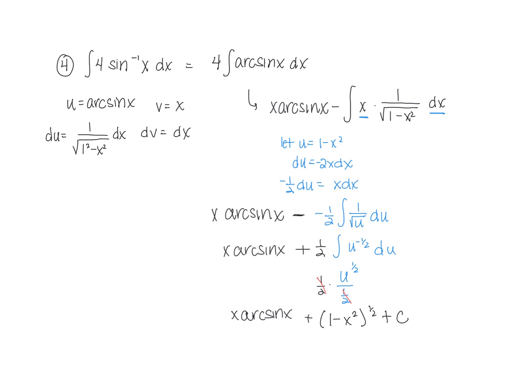Oh, and the one thing I forgot at this point was this 4 that I pulled out. So I'm just going to put that in front, and it can be in front of all the terms. It can be in front of just the x with the variables. So this would be the antiderivative.